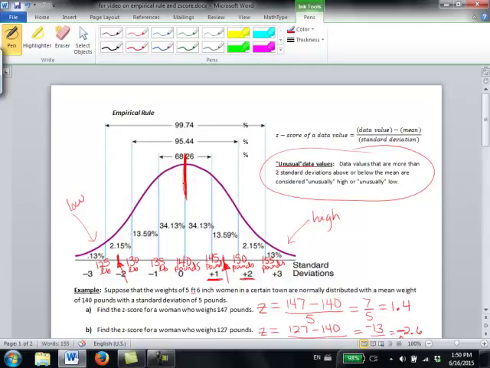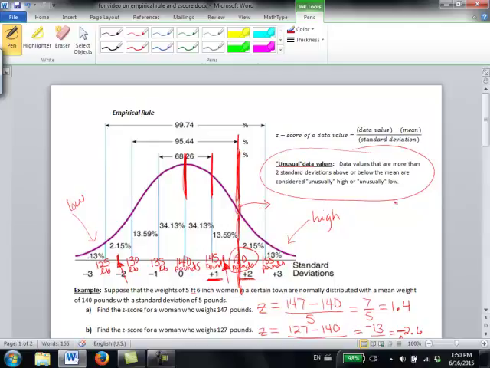Then you can go up 1 standard deviation, up a second standard deviation, we'd be right here. So 2 standard deviations above the mean is 150 pounds. Anything higher than that would be considered unusually high.